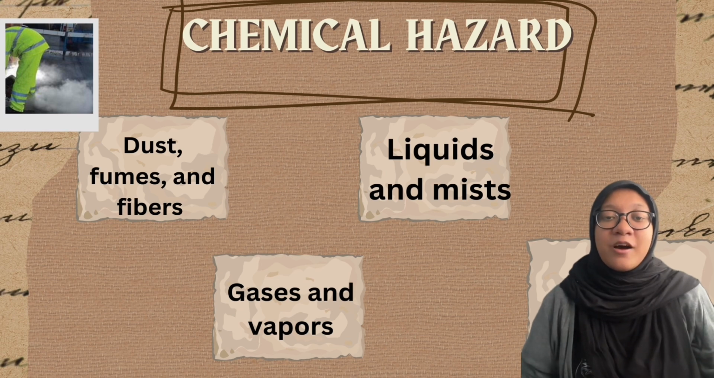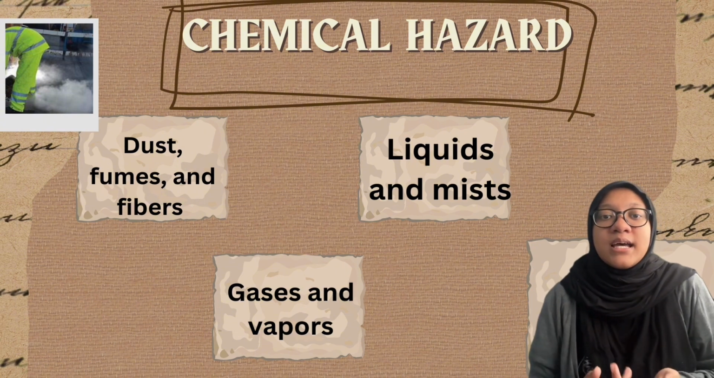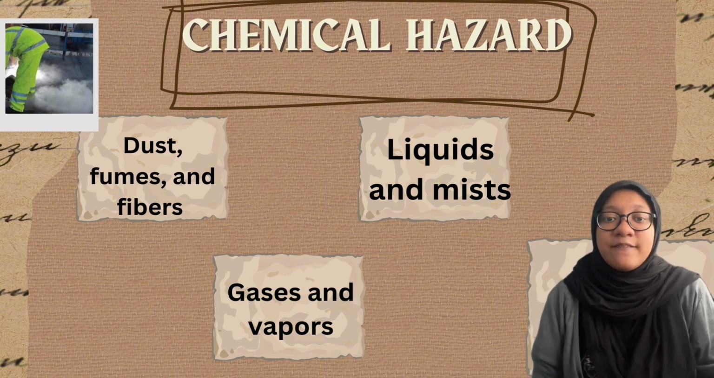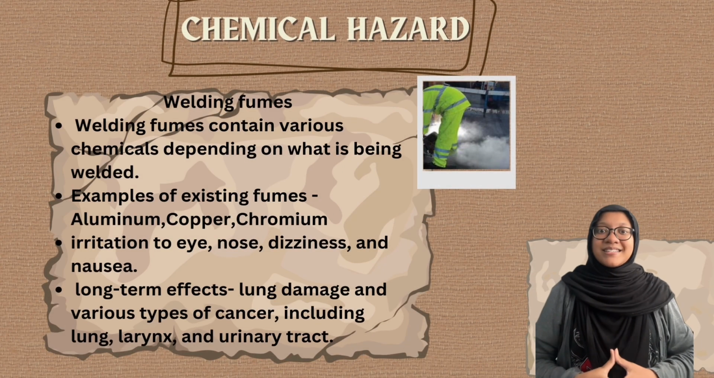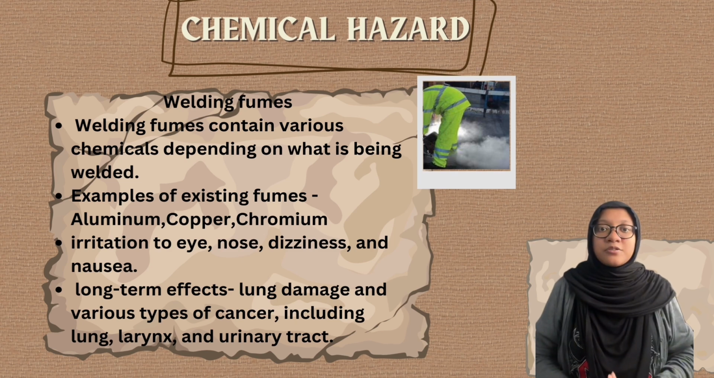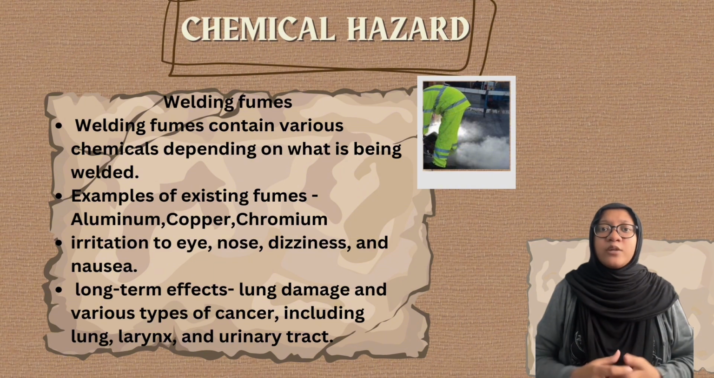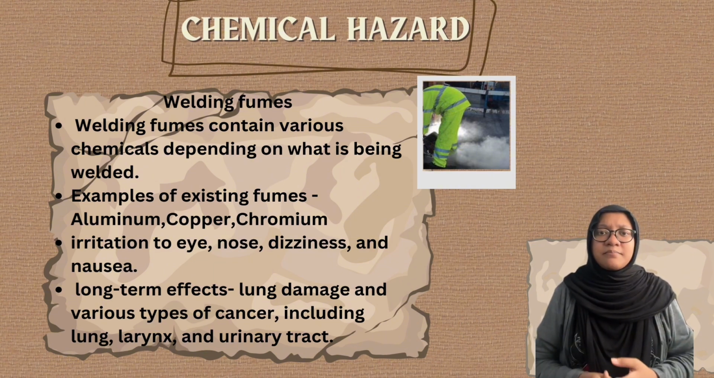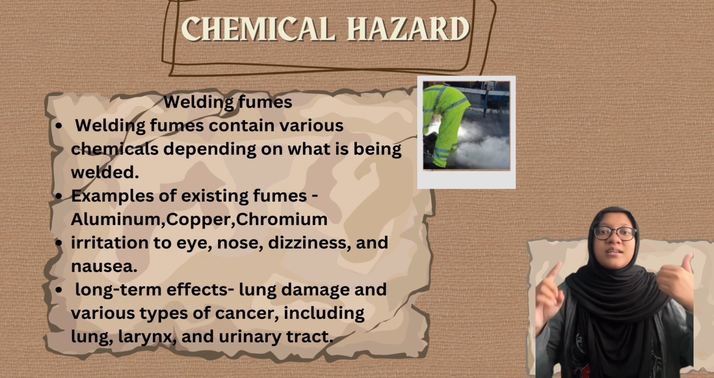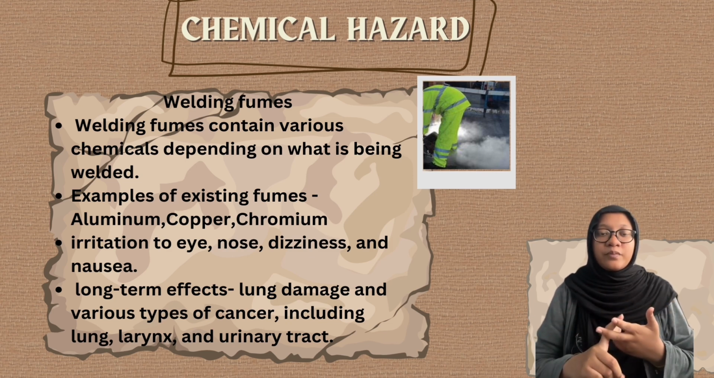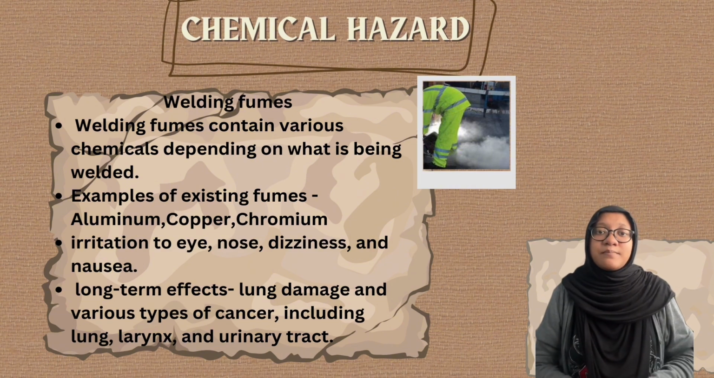Second, we're going to talk about chemical hazards. Chemical hazards can be in the form of dust, fumes, liquids and mist, gases, and vapors. Welding is extensively used in building construction and plays a crucial role in the industry. When welding, it produces fumes that might be dangerous for the workers. This is because it contains chemicals such as aluminum, copper, and chromium. Welding fumes contain various chemicals depending on what is being welded.